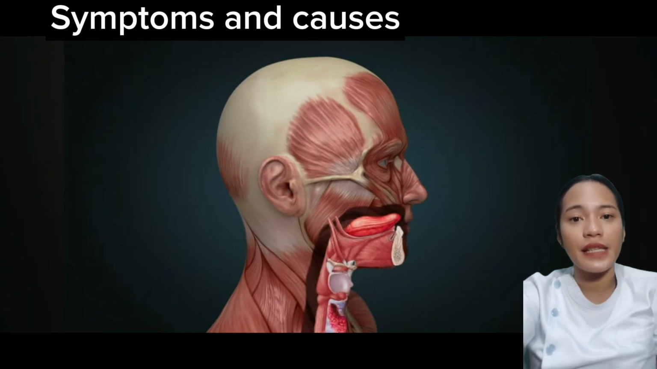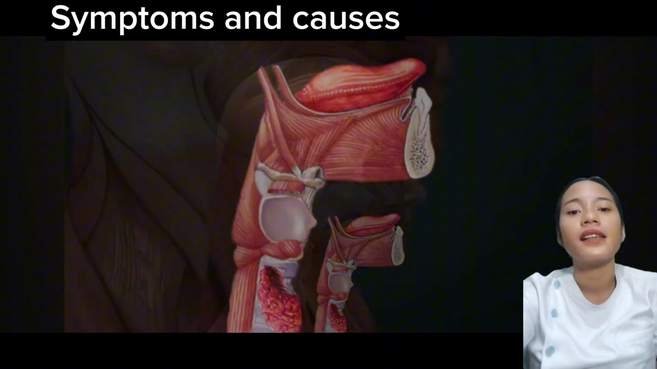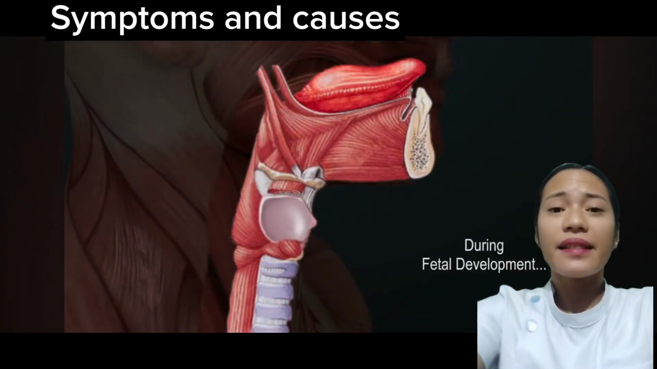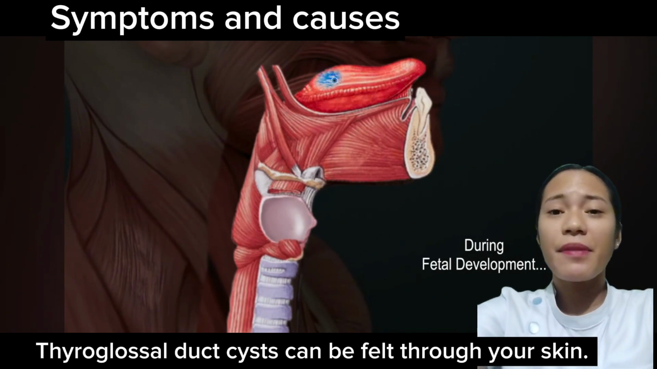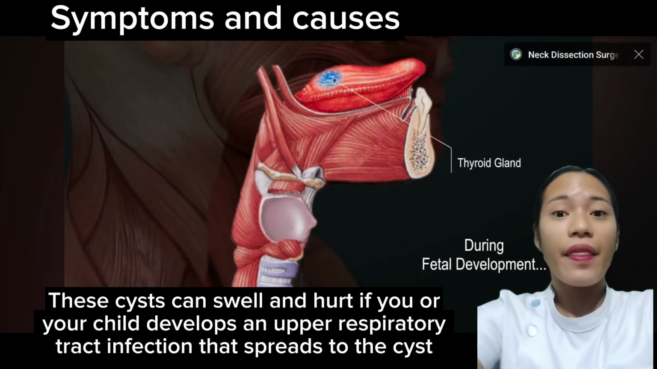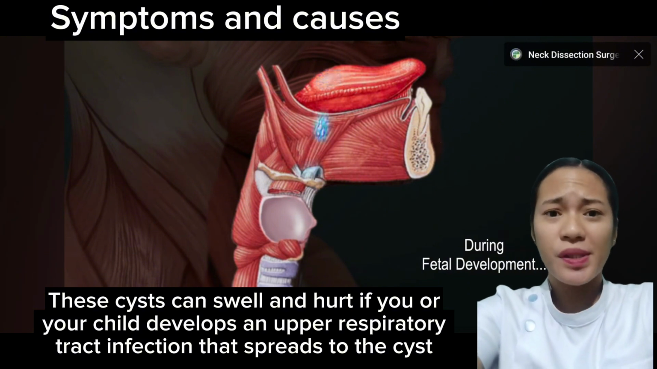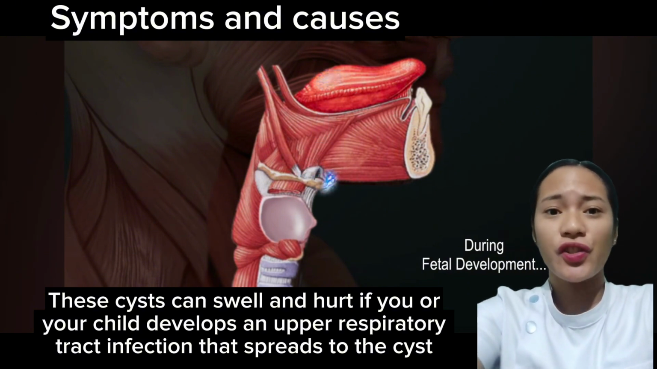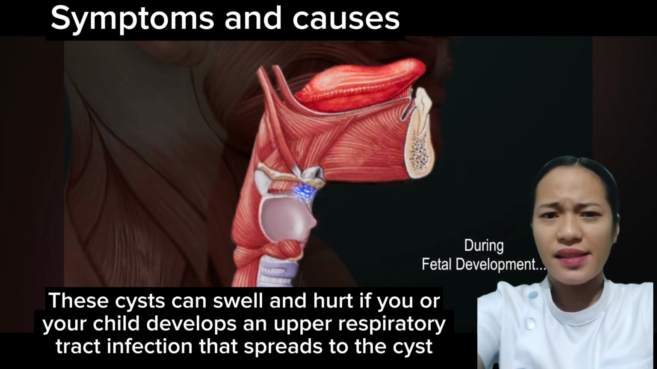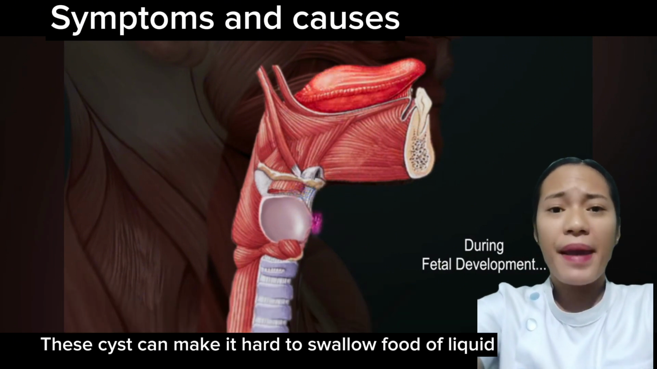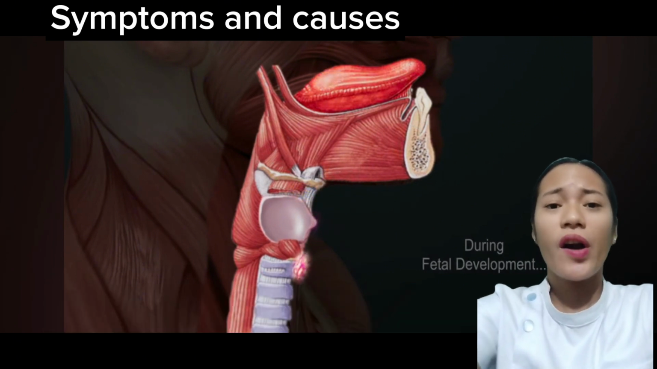Now we are here in symptoms and causes. For the symptoms, a thyroglossal duct cyst can be felt through your skin. This cyst can swell and hurt if you or your child develops an upper respiratory tract infection that spreads to the cyst. This cyst can make it hard to swallow food or liquids.